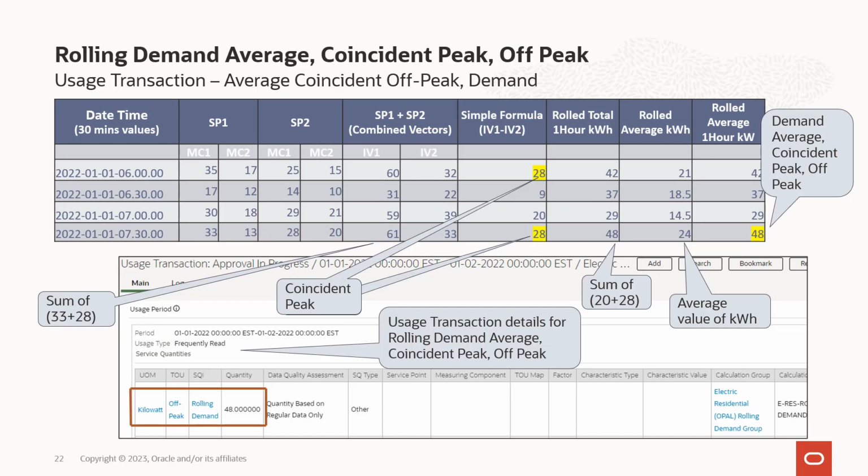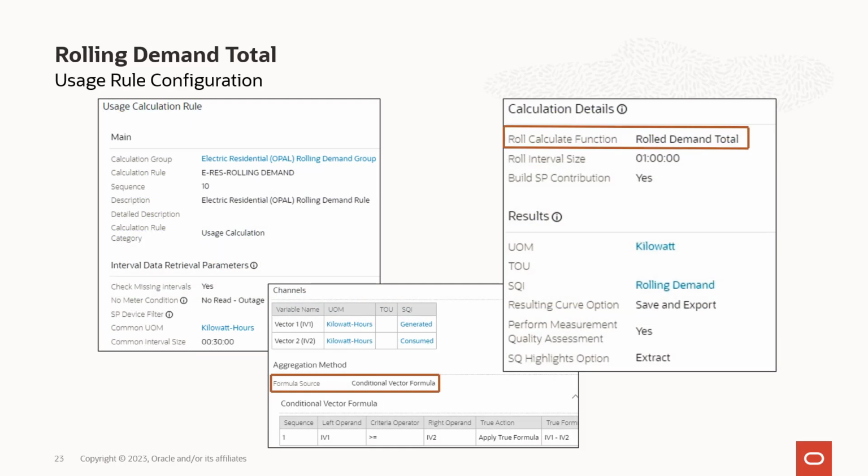Here, the system calculates the rolling demand average coincident peak of peak quantity and publishes it for a specified date time. In this example, there are two coincident peak during off-peak hours values. In this situation, the system will select the highest value during off-peak hours of rolled average 1 over kW as final value.